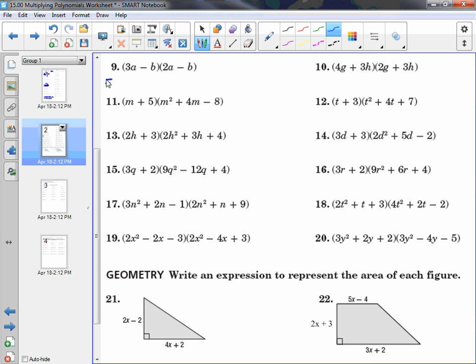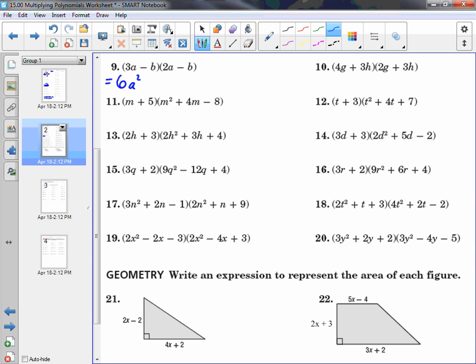So on page 2, number 9. 3a, FOIL method, or distributive property twice. So we start off 3a times 2a. Now, whenever you have coefficients, you've got to multiply those together, right? So 3 times 2 is 6, and then your variables, a times a is a squared. So 3a times 2a is 6a squared.